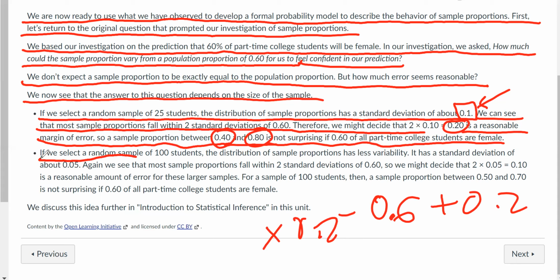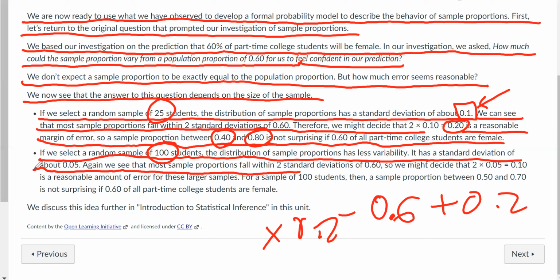Also, if we select a random sample of 100 students, the distribution of sample proportions has less variability, because our sample is a higher number. It has a standard deviation of about 0.05. Again, we see that most sample proportions fall within 2 standard deviations of 0.60.